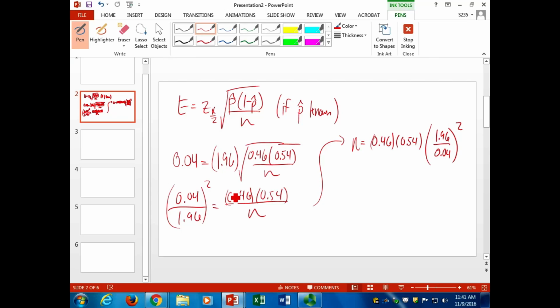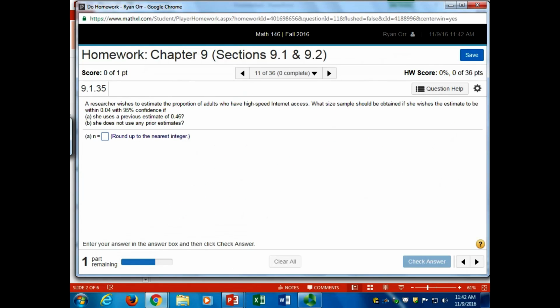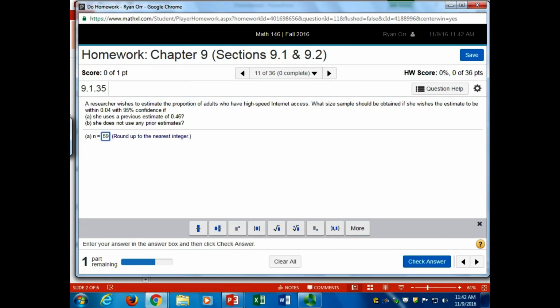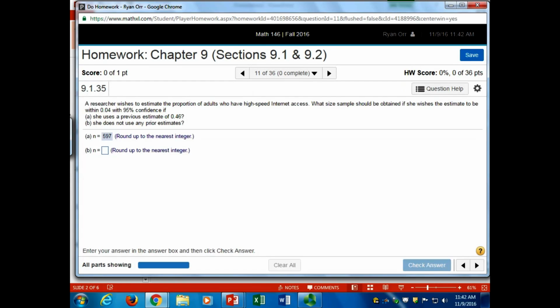So what does that come out to be? Anybody got one? I get about 596.4. Anybody else get that? Yes? No? Maybe so? So I got 596.4, which we should probably round up to 597. All right, let's see if it likes that. I think it wants us to round up. I always round up. Cool.